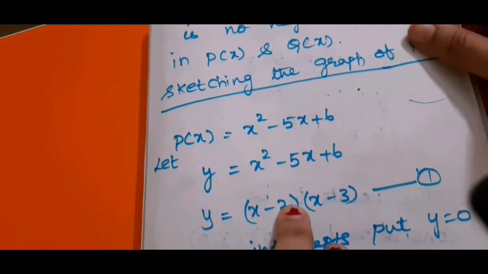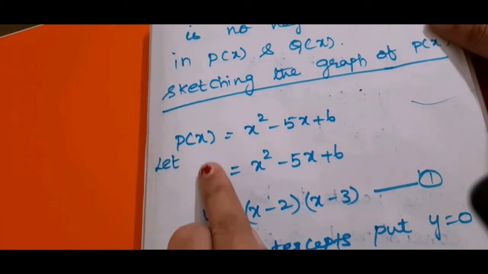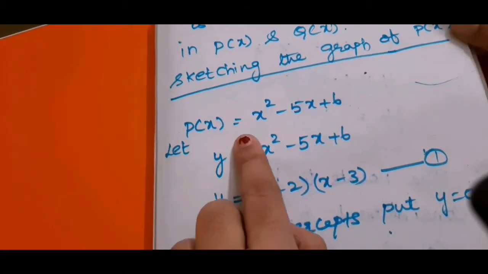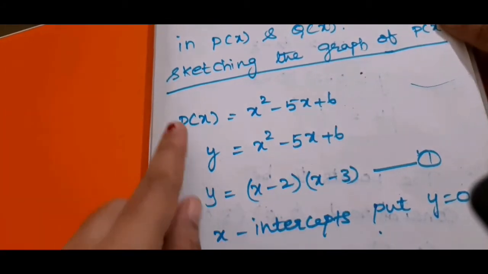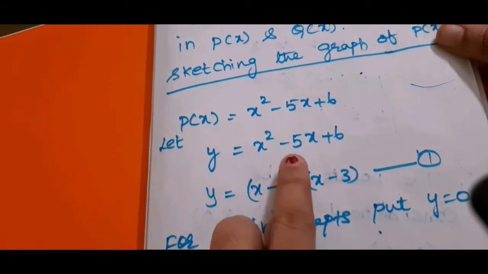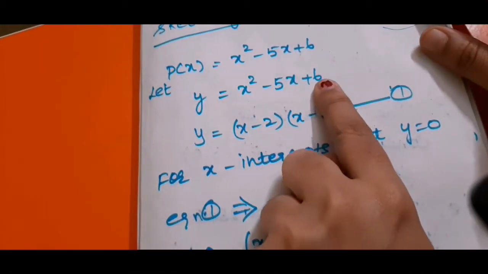So for sketching the graph, I am going to use the intercept technique. That is, first I am going to sketch P of x. P of x is equal to x square minus 5x plus 6. So I am going to take y is equal to the given polynomial. So y is equal to, this can be factorized.